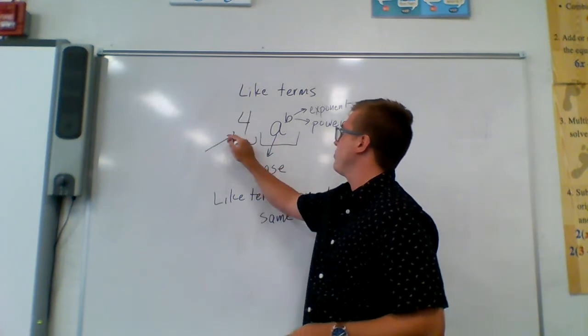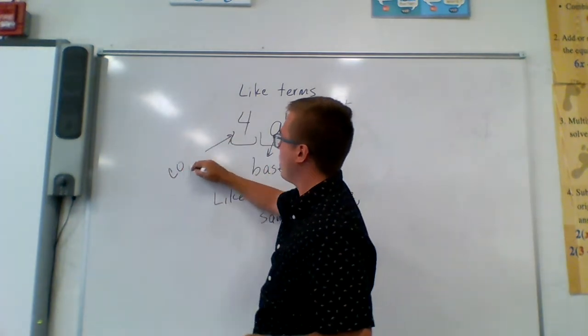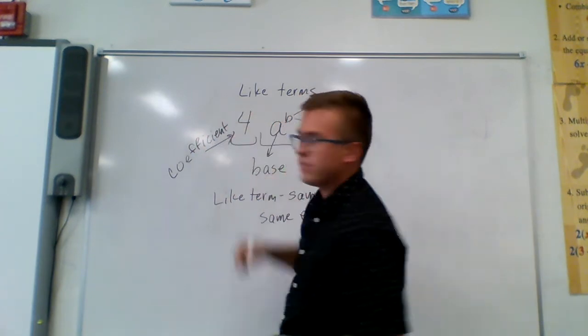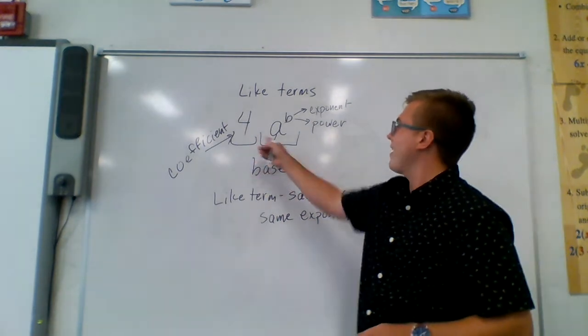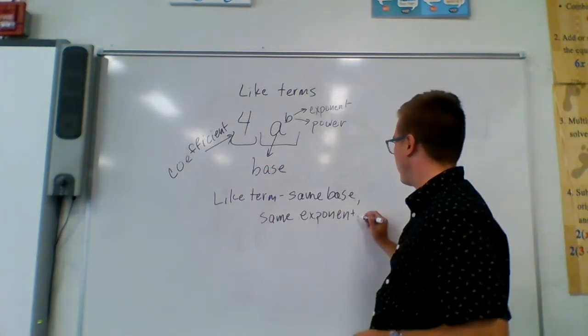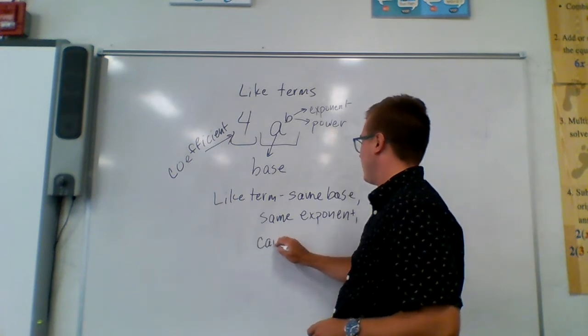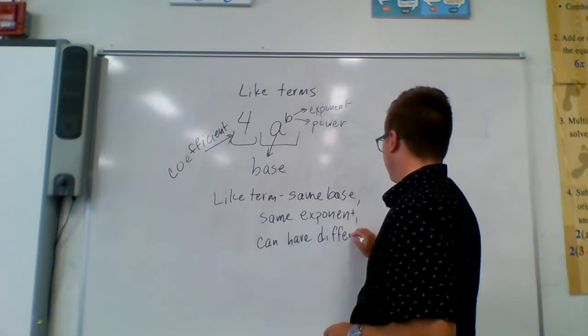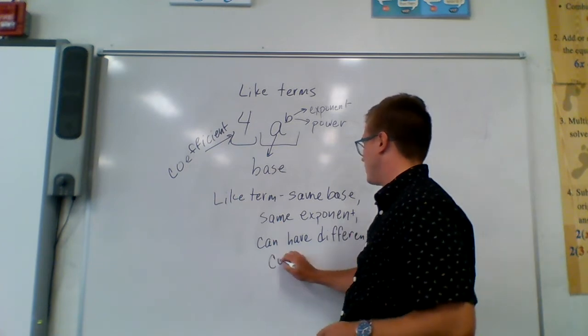So that number 4 there is called the coefficient. So if there's a number out in front, that's the coefficient. It has to have same base, same exponent, and it can have different coefficient.